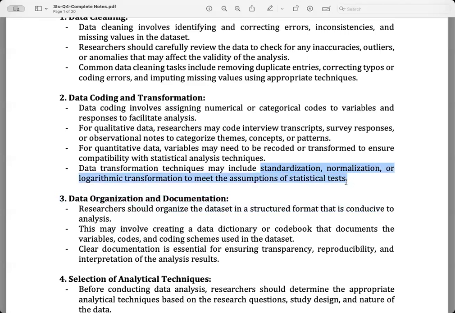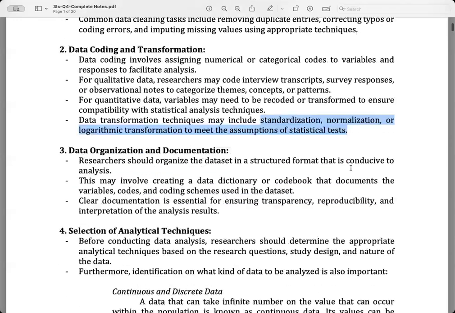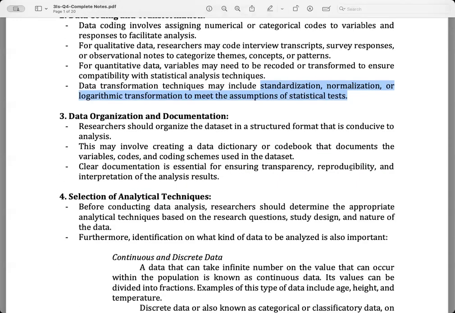transformation to meet the assumptions of your statistical tests. Okay. Now, after you do the coding and the transformation, it's time for us now to organize and document the data. Okay, so researchers should organize a data set in a structured format that is conducive to analysis.